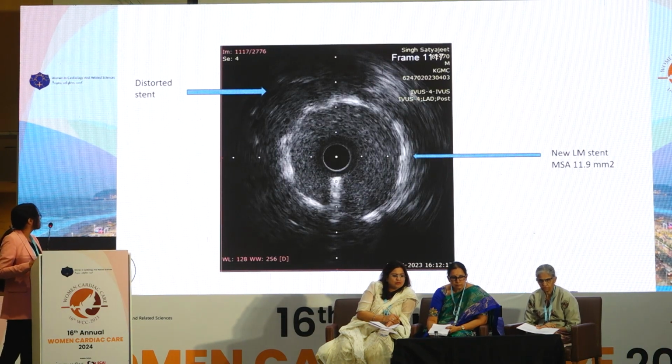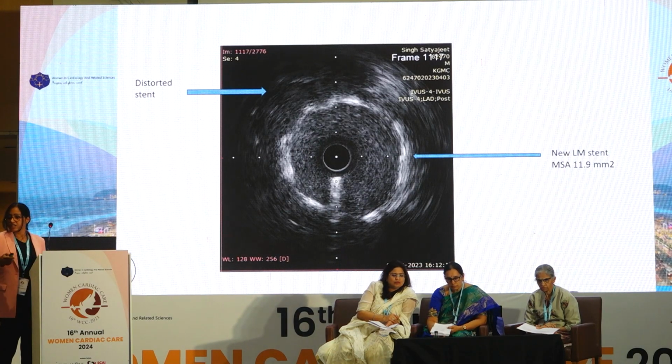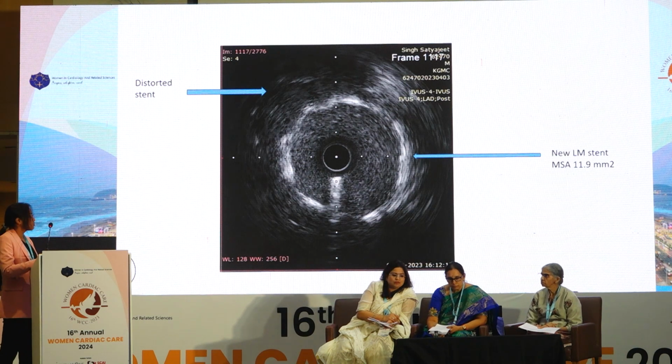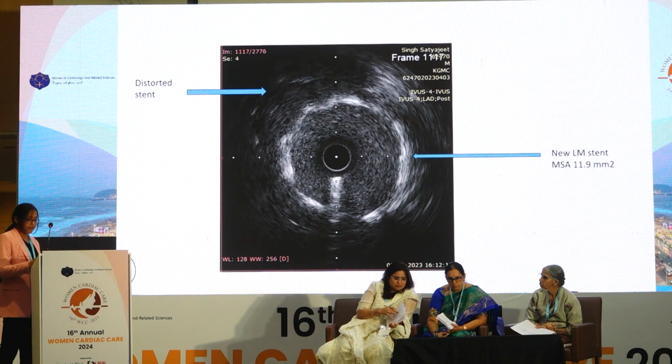The IVUS image was not running. This we can see here. This is the overhanging part of the stent. The pointer is not working. And the MSA was 11.9 mm².